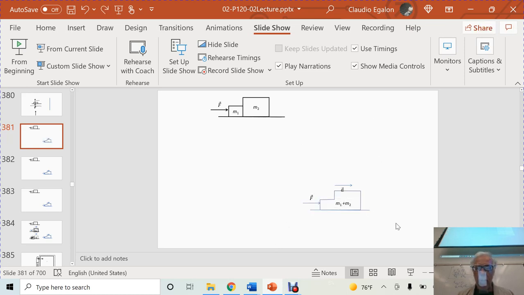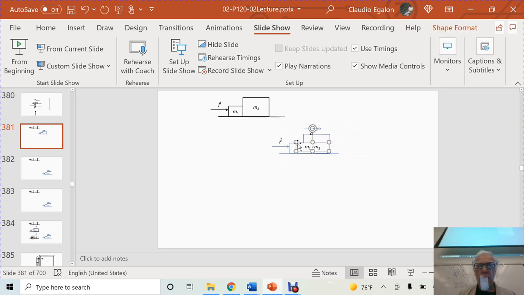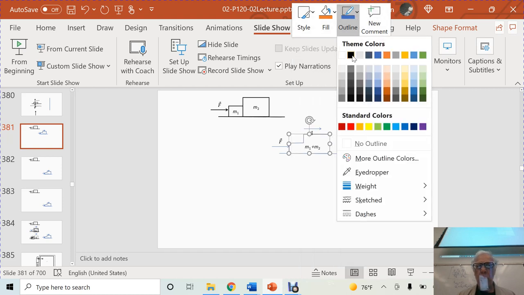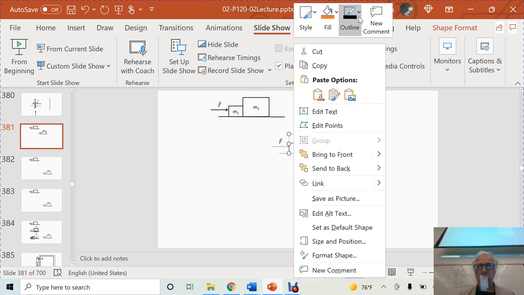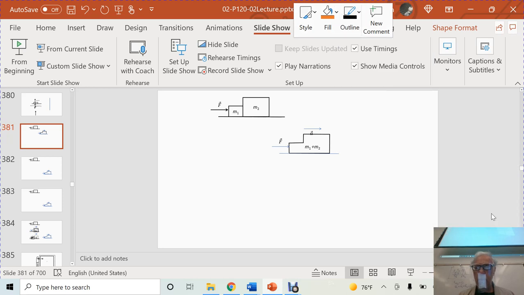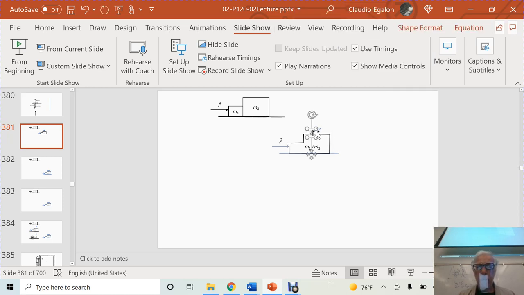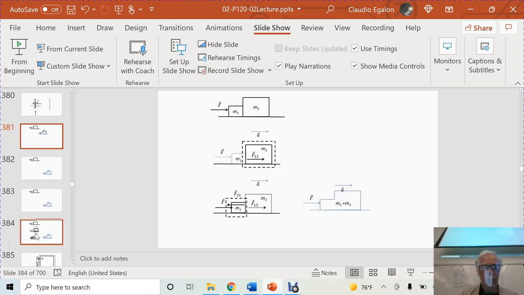Okay. So what I'm doing here, I'm doing the following. I'm considering the two blocks as though they are a single one. That's what this drawing is all about. We usually denote that by a box, you know, like this one.